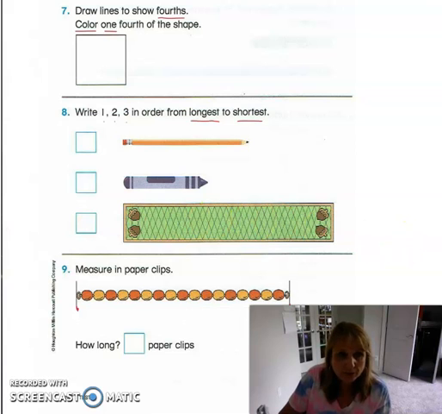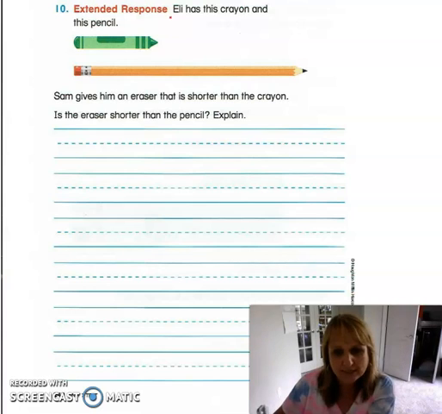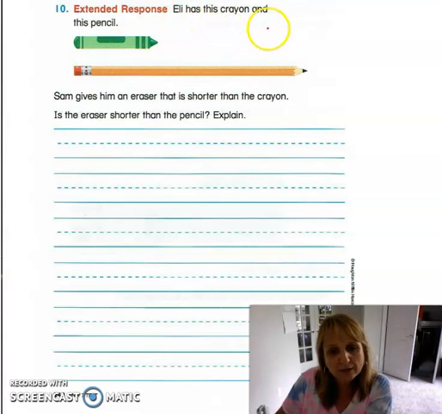Okay, when you are finished, we're going to go on to the last page. Extended response. That means you're supposed to write this answer. I would love for you to write this answer. But if you aren't able to, I would like you to at least explain to your mom or dad, grandma, grandpa, whoever's helping you. I would like you to tell them the answer. And then maybe they can help you write it into a sentence. Okay? So try to write it if you can. If not, just explain it to them.